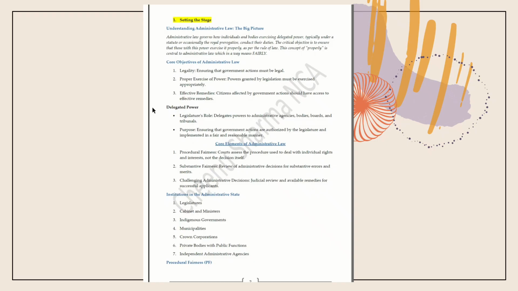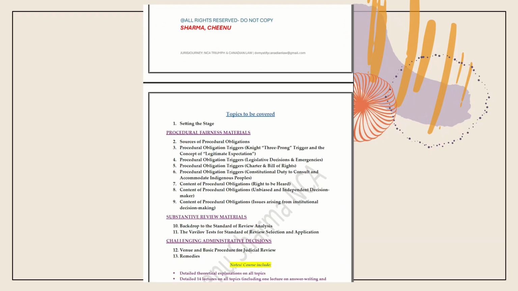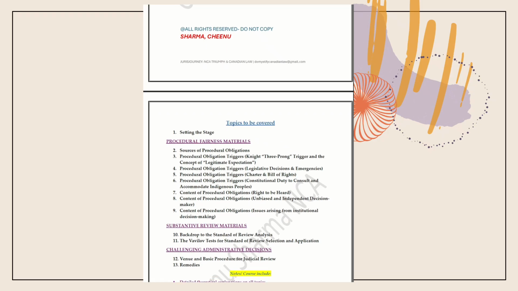So before beginning with our demo lecture, I would like to first discuss all the topics that are there in the syllabus of admin law. So there are 13 topics and these are my notes. First is setting the stage, the very basic, the big picture, the base introduction you can say. Then comes the main topic, procedural fairness. There are a total of 8 topics under this: sources of procedural obligation, then triggers, and then we have content, like right to be heard, unbiased independent decision maker, and then any issues arising from institutional decision making.